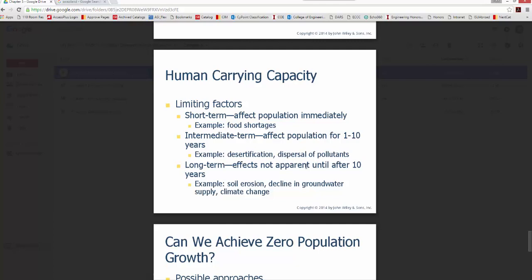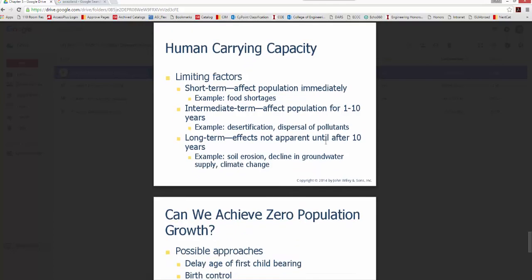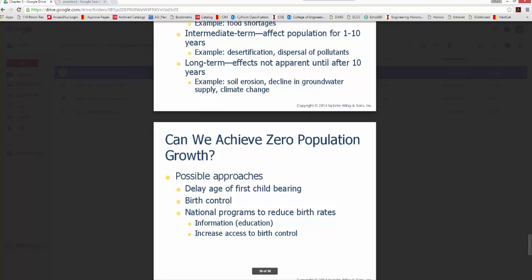And then long-term effects, anything from a decade and beyond. One thing that comes to mind immediately is climate change. You see various models that predict out 50 to 100 years that show increased changes in temperature. That is a long-term effect. There are a couple of other examples there: soil erosion and groundwater supply decrease in aquifers.